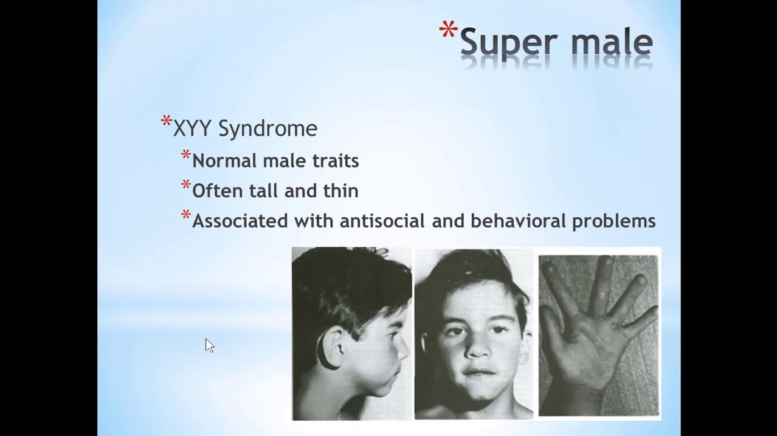Super male, they have double Y chromosomes. Actually, it should be two, but for gender chromosomes they have three, and it is called super male. So they look like normal males, but often they are tall and thin, associated with antisocial and behavioral problems. You can see it from these pictures.